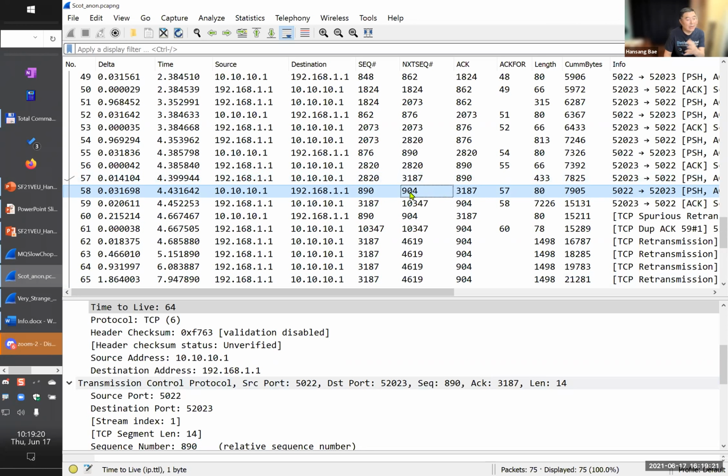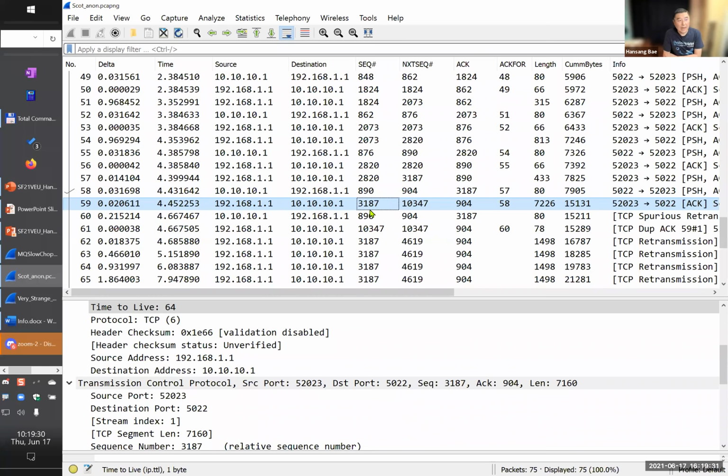Go ahead and start it at 3187. I'm at 3187 here. Here's something odd. Look at the size, 7160, okay? And you might think, well, this is probably just TCP offloading, so the IP stack is able to send as big a packet as it wants. And yeah, that could be it. But also maybe not.